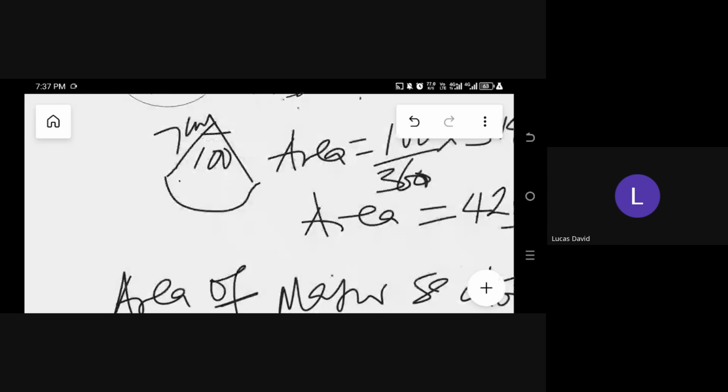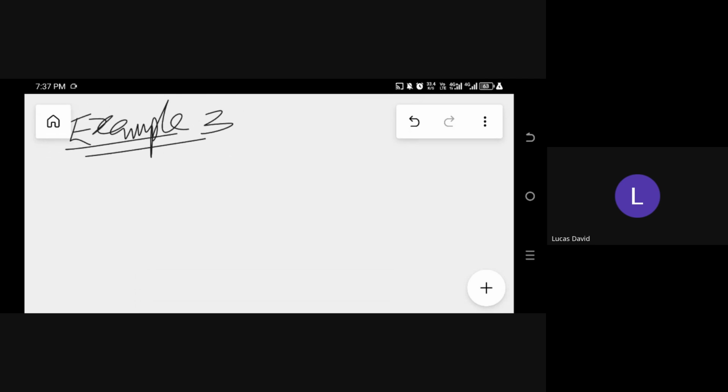Okay, I'll just draw another one. So let's call this example 3. Now I want to look at how to determine the area of a segment, which we don't have a direct formula for. So we'll just see how this is done.